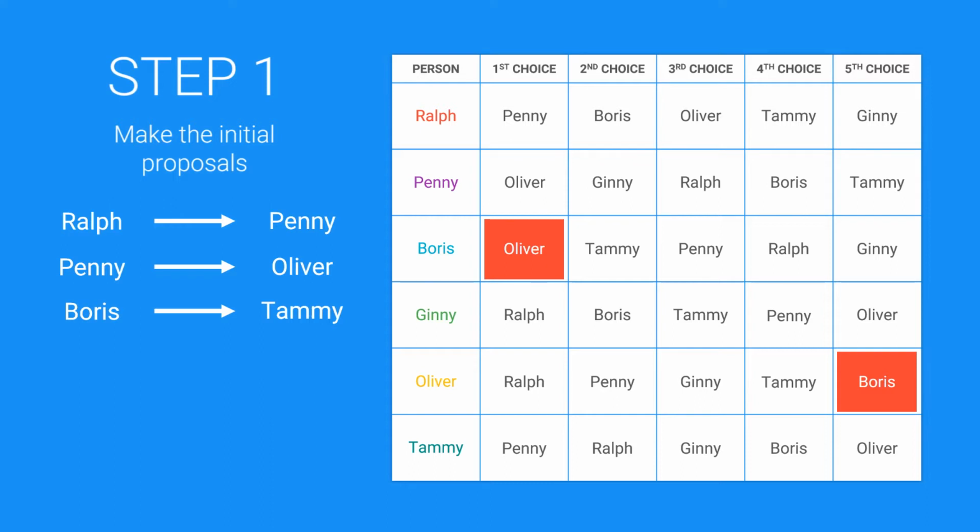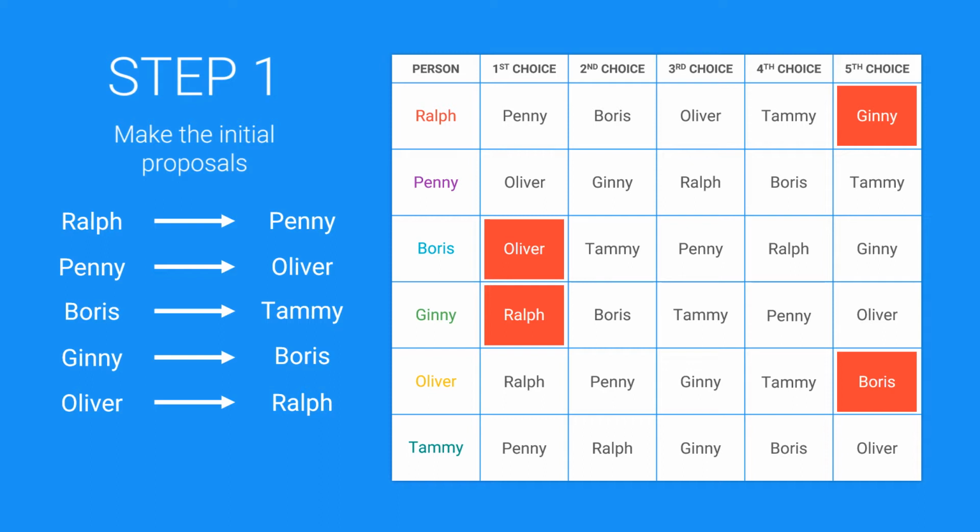Next, Ginny proposes to Ralph, which he accepts because he has no current proposals. Oliver then also proposes to Ralph. Since Ralph now has 2 proposals, he has to reject someone. Oliver is high on his preferences, so Ginny is rejected.